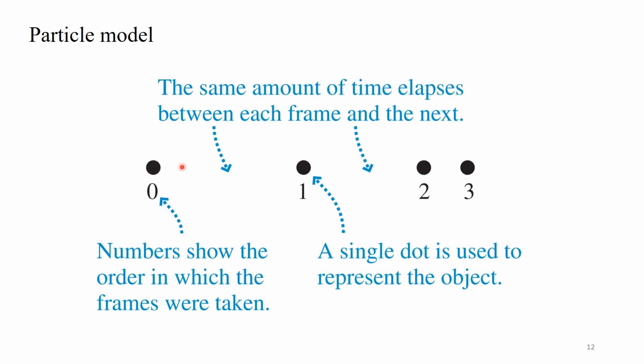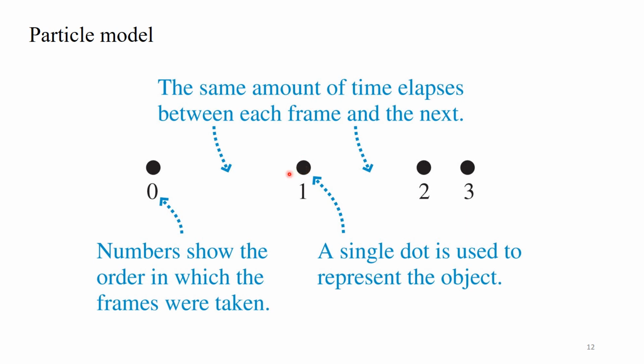Now let's look at the distance between dots. Okay, so for every two successive dots, the same amount of time elapses between them. So the time between 0 and 1 is a certain amount of time, and the time between 1 and 2 is the same amount of time. So the same amount of time elapses between consecutive frames.